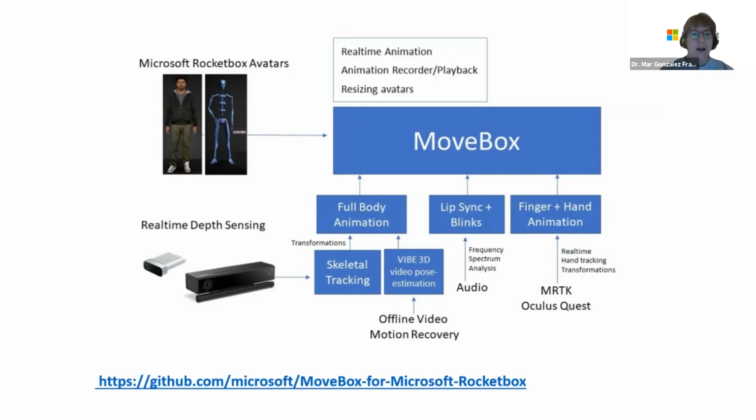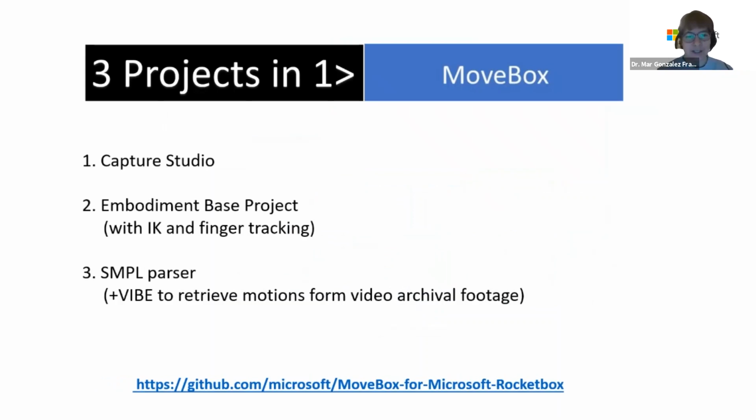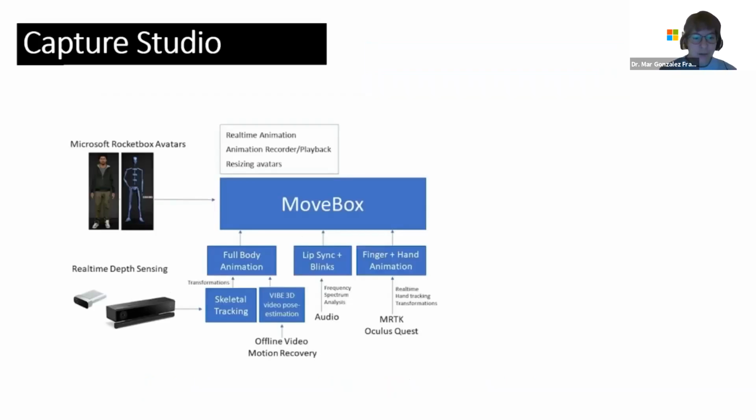So let's go at this because it really is like 3 projects in one. We have the Capture Studio, which I will explain now. Then we have a base project for embodiment in which you enter and you see yourself inside an avatar, and you can have inverse kinematics of the upper body and finger tracking, all of these open source and free. And then the third project is actually the simple parser that can be used, for example, to retrieve motions from archival footage of video. So let's go a bit and explore the Capture Studio.